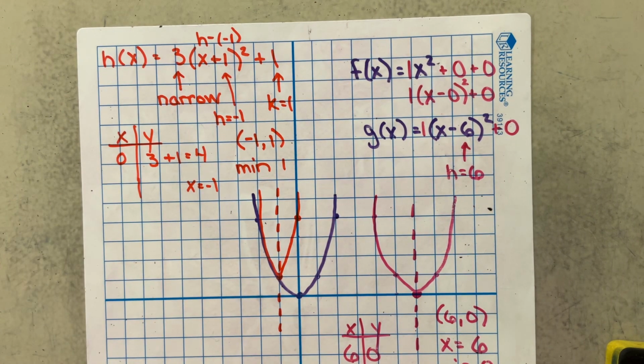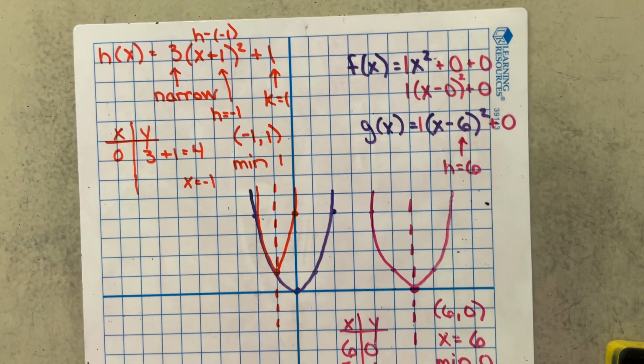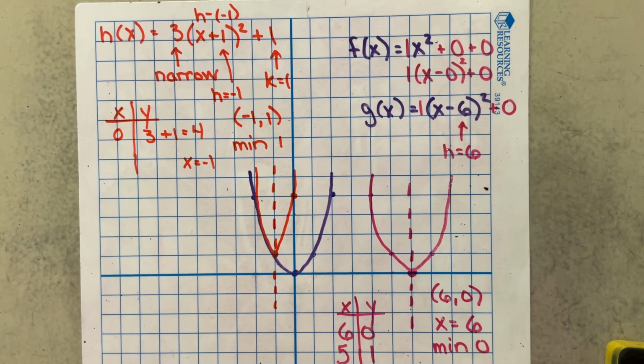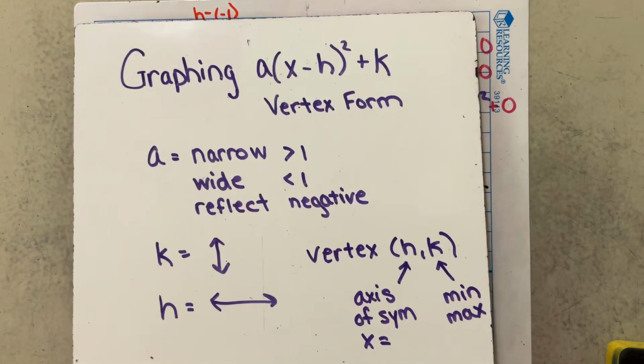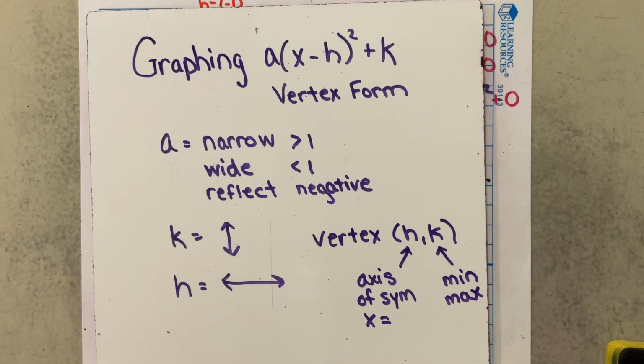Alrighty, so vertex form is really very helpful because all the information is right there in the actual formula. These things are really important because they'll help you graph it without even making a table and trying numbers.